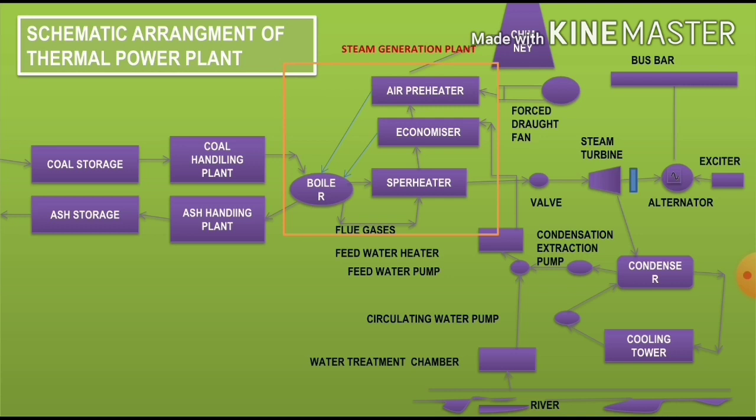And the third one is the steam turbine. Regarding the steam turbine, the steam obtained from the superheater, that is superheated steam, is fed to the steam turbine through the main valve. The heat energy of steam when passing over the blades of the turbine is converted into mechanical energy. After giving heat energy to the turbine, the steam is exhausted to the condenser.